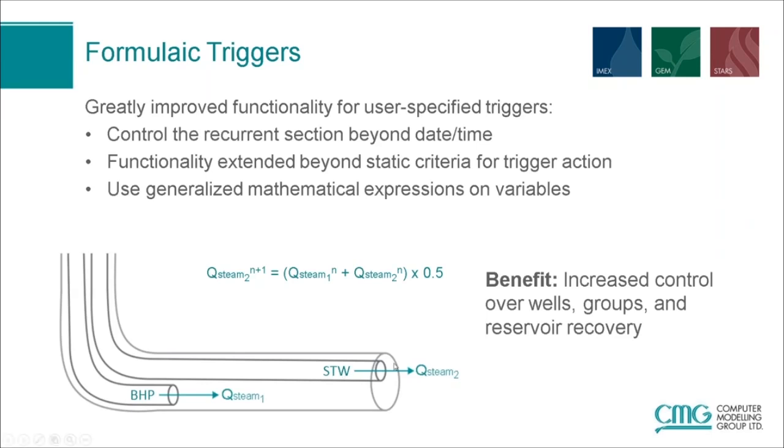So instead of trying to guess what steam rate we should apply to the toe string, we can actually use a formulaic trigger to control that and make it variable and depend on time. So what we can do to set this injection rate at the toe is we can say Q steam 2 at the next time step, or the steam injection rate out of the toe string at the next time step, is equal to the sum of the injection rates from the current time step out of each of these strings times 0.5. And so by doing that, we'll get roughly a 50-50 split out of each of these strings, as well as make sure that we stay below the regulator dictated maximum operating pressure.